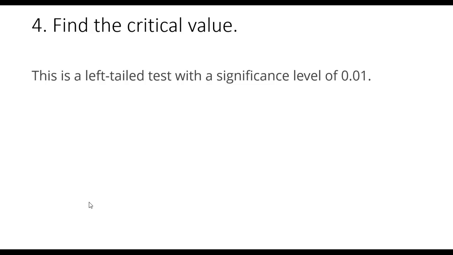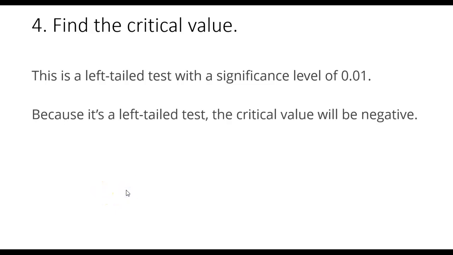We know this is a left-tailed test with a significance level of 0.01. Left-tailed test means the critical value is going to be negative because it's on the left side of that normal distribution curve. So I go to my table or whatever you have for your critical values, and we know that a one-tailed test with a significance level of 0.01 is going to have a critical value of 2.326. Again, because it's left-tailed, we're going to have a negative critical value of negative 2.326.